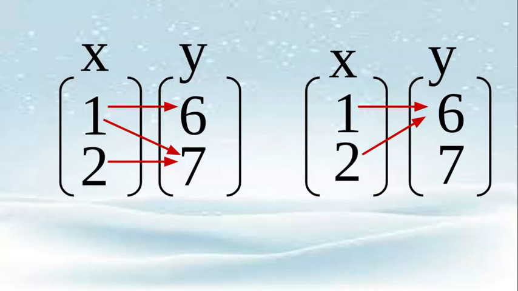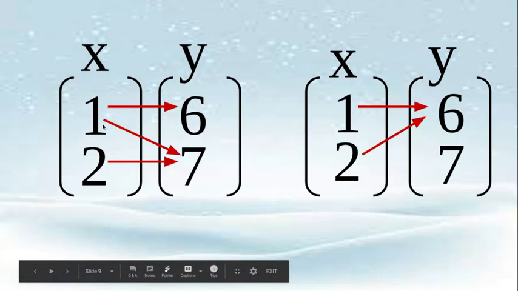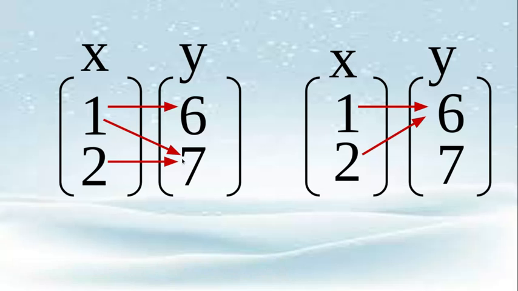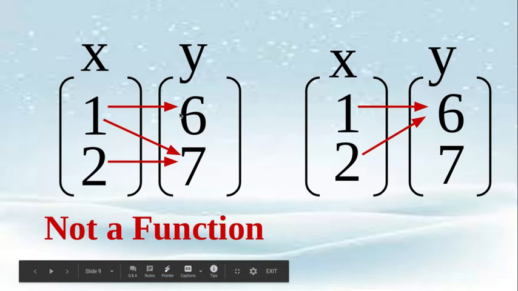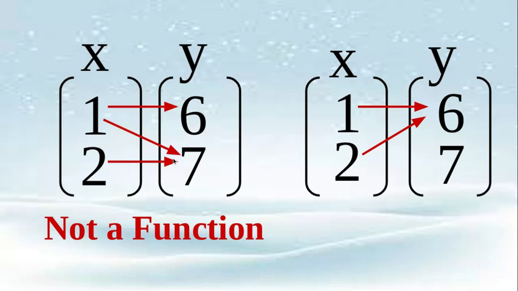So if I have this mapping, 1 goes to 6 and 1 goes to 7. 2 goes to 7. So is it a function? Well, remember, what's a function? Every x can only go to one y. So is this one a function? No. Why not? Well, the 1 is going to a 6 and a 7. Can't do that. All right. So if you notice that that one number has 2 arrows leaving it, then it's not a function.